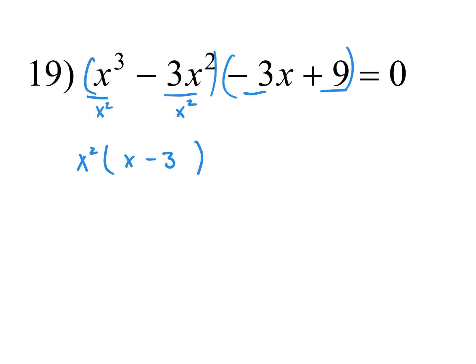Positive or negative 3? Why do we want it to be negative? Well, because there's a negative 3, and if we take out a negative 3, it becomes a positive x. And then if we divide 9 by negative 3, it becomes a negative 3. So we need our parentheses to look exactly the same. That's why we have to divide by negative 3. So I take out a negative 3, and what am I left with? X minus 3. Perfect.